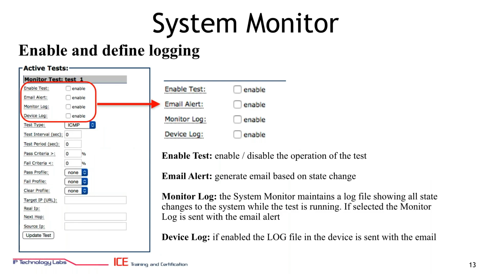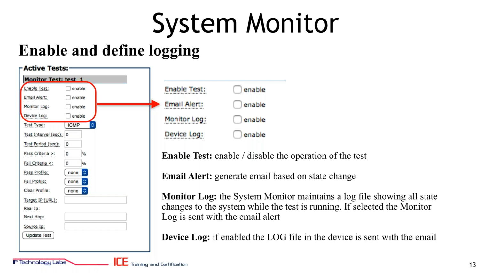So the top end is sort of controlling how our test is going to work. We can enable or disable the test, generate an email alert. You can send the monitor log, and we'll talk about that. It's a log that the system monitor itself is maintaining to determine pass-fail criterion, how many packets have been received, how many packets have been lost.